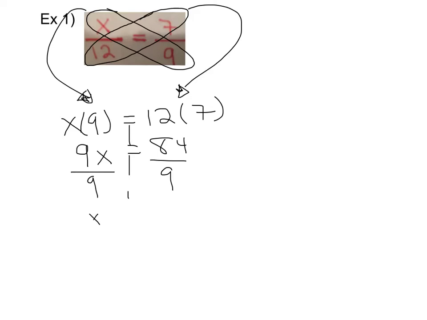We can leave our answer as a fraction, but we do need to make sure we are simplifying. Both 84 and 9 are divisible by 3. So I get 28 over 3. You might want to change this to a proper fraction. X equals 9 and 1/3. Or you could write that as a decimal, x equals 9.3, repeating.